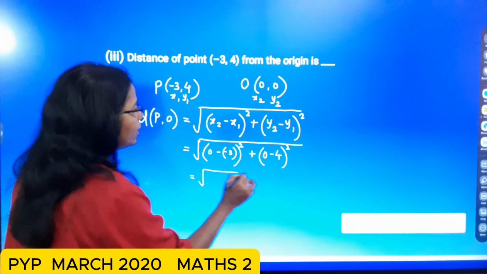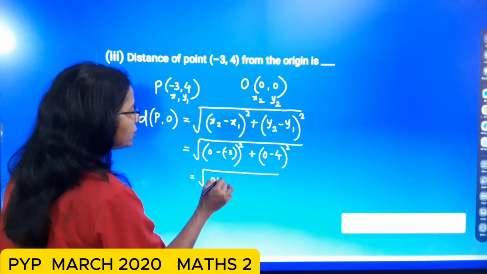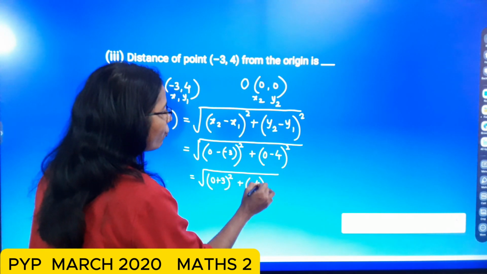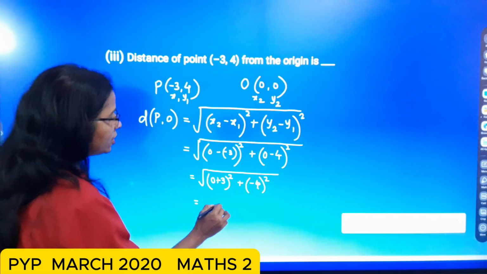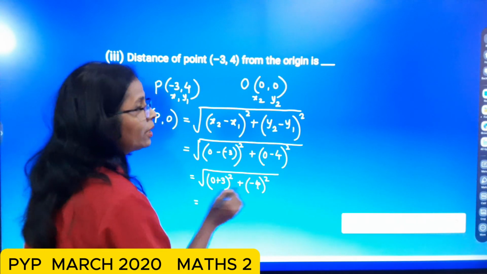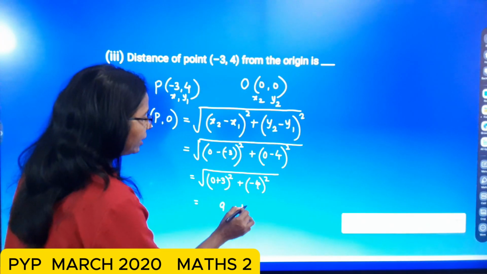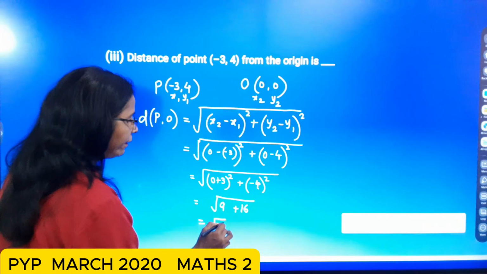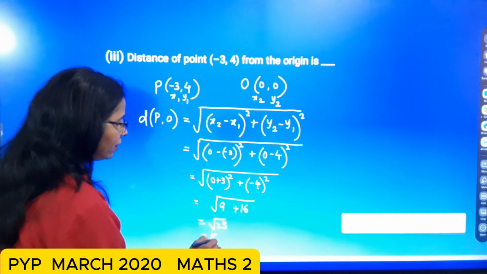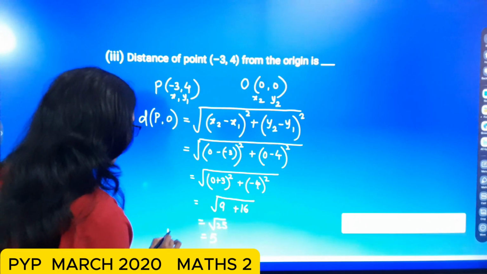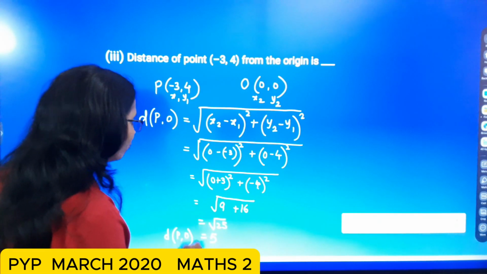So here students, the square root of 0 plus 3 whole bracket square plus minus 4 whole bracket square. So students, here 3 square means nothing but 9, and the square of minus 4 is nothing but 16. So here 9 plus 16 is equal to 25, and the final answer is 5. Okay students, here the distance from P to O is equal to 5.